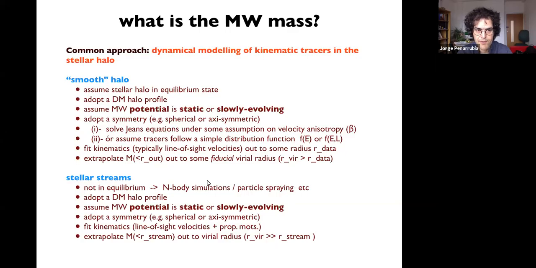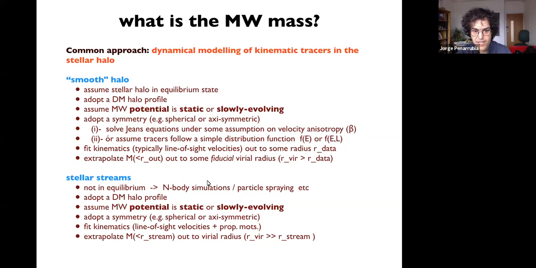distances. And what people have been doing is to divide the smooth stellar halo from substructures in the stellar halo, in particular stellar streams. And for the smooth stellar halo, the steps are typically what I list here. You have to first assume that the entire system is in equilibrium. And then you have to adopt some parametrization of the dark matter halo profile.